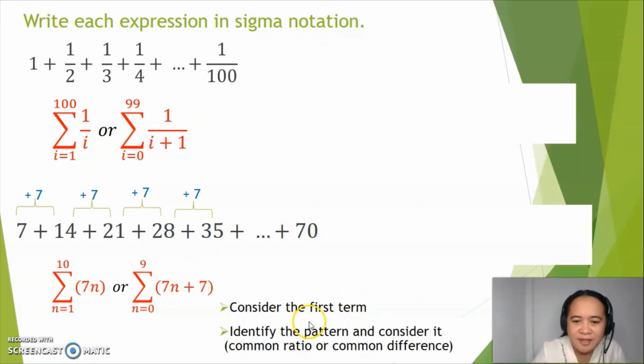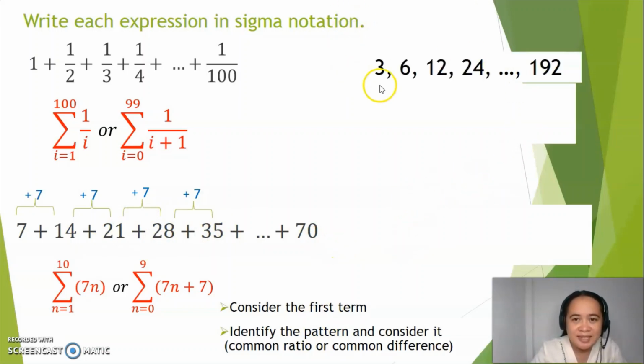and identify the pattern, whether it has a common ratio or common difference. Now let's have another example. Now in this case, 3, 6, 12 until 192. So the first term here is 3. So let's identify the pattern. So with this one, from the first going to the succeeding terms, we keep on multiplying by 2. So 3 times 2 is 6, 6 times 2 is 12, and so on.